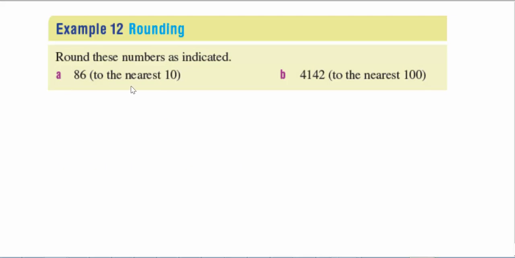Round these numbers as indicated. So 86 to the nearest 10. Our next number is 6, so it's 5 or above, so we go up to 90. That's easy. 4,142 to the nearest 100. So the 4 is going to be staying there at this stage. We look at the next digit, which is 1, which is 4 or less, so we go down. So it's 4,100.